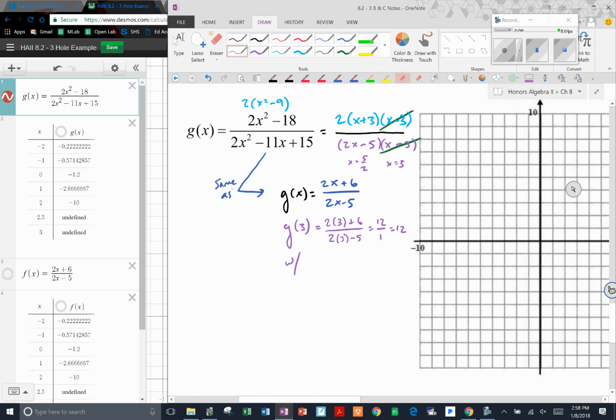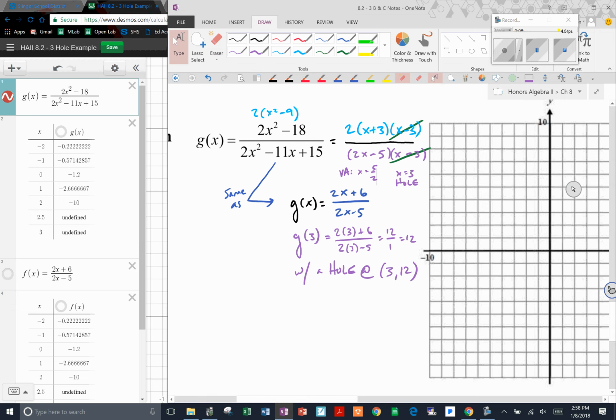So what I'm writing here is, it's the same as this function with a hole at 3, 12. Okay? So there's a vertical asymptote at the 5 halves, but the 3 gives us a hole because it is a common factor in both the numerator and denominator.